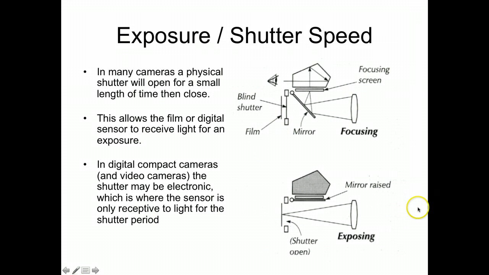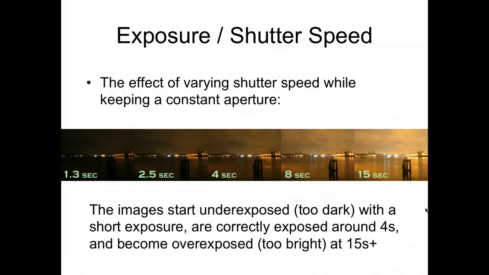That's very similar to what I showed you guys with the SLR camera that didn't have the lens on it. When I hit the shutter, you could actually see the mirror pop up, but it's really hard to kind of see the shutter because it does move so fast, okay? In digital and compact cameras, the shutter may be electronic, which is where the sensor is only receptive to light for that shutter period, okay? So again, shutter speed is the amount of time that the shutter is open, and this allows the film or digital sensor to receive light for an exposure for that certain amount of time.